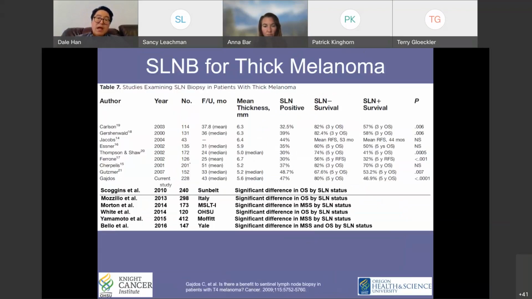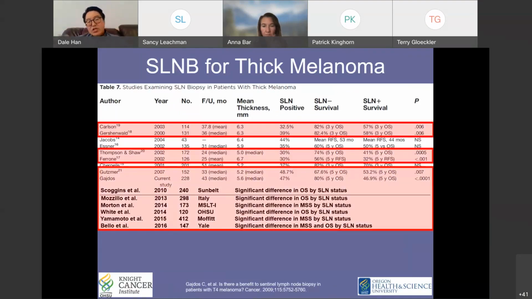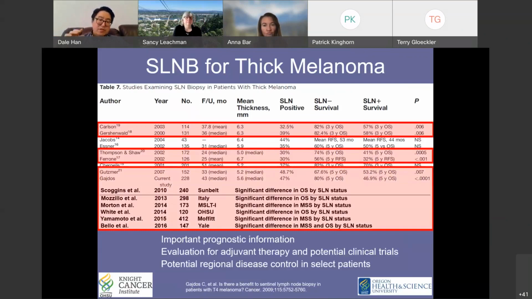So if you also do a deep dive of most of the studies that have been done in thick melanomas, as shown by the shaded red, most of these studies actually showed that positive sentinel node patients in thick melanomas did much worse than negative sentinel node patients. So again, we can say for thick melanoma patients that there's very important prognostic information provided by sentinel node biopsy.